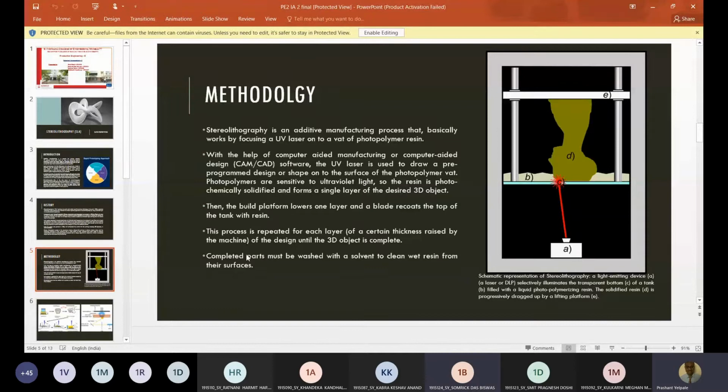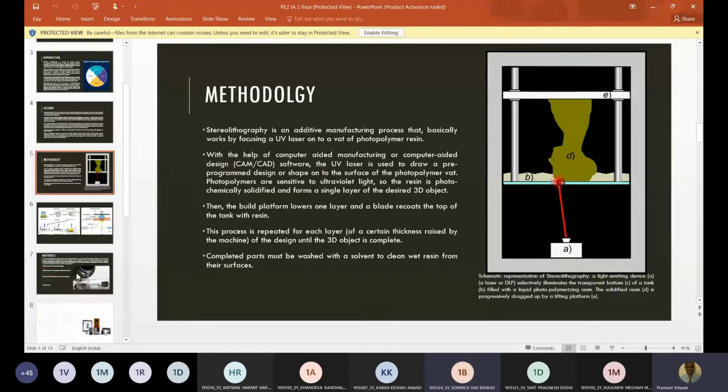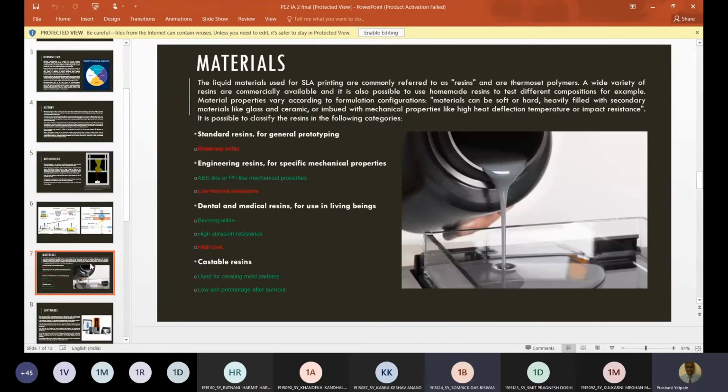Once the parts have been completed, they will need to be post processed, and they need to be cleaned properly. Next, Siddharth will explain the materials and the software and the formative part of it.